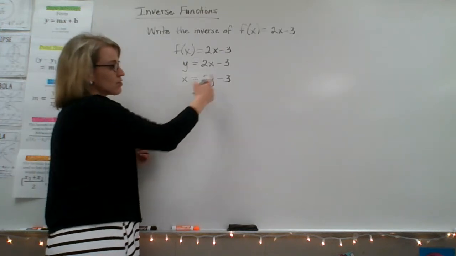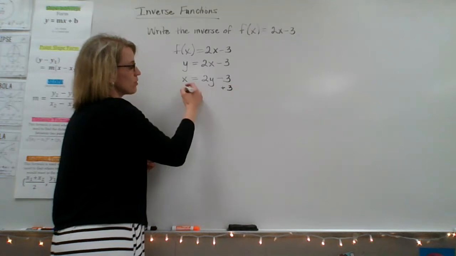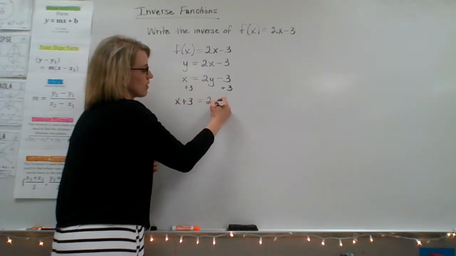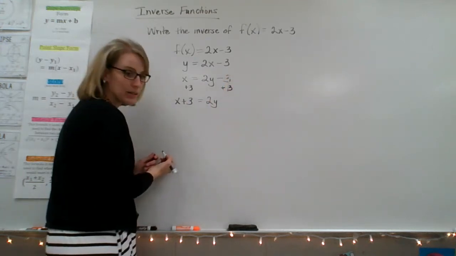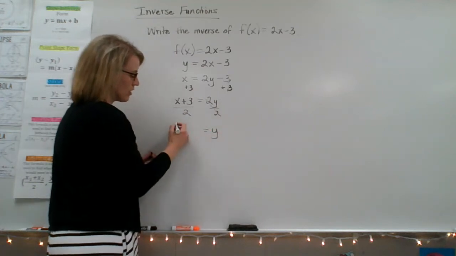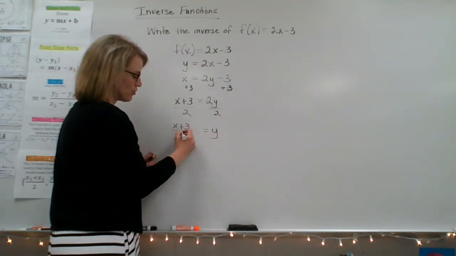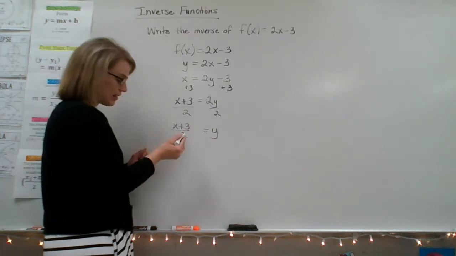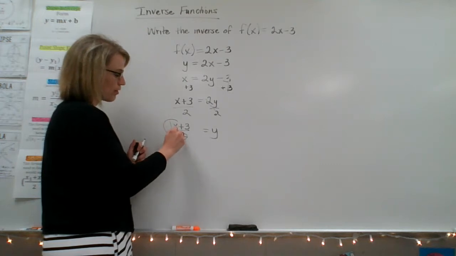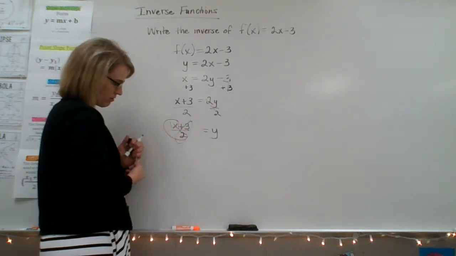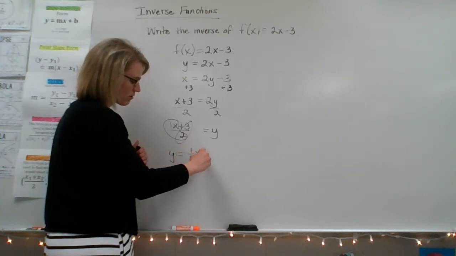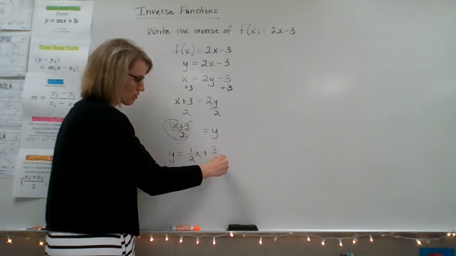So change f of x to y, switch x and y, then solve this equation for the y where it is now. We need to move 3 over to this side, so add it to both sides. Then divide by 2. So y is equal to x plus 3 over 2. There's another way you could write that, by sharing this denominator with both terms on the numerator. So we could also write this as y equals 1/2 x plus 3/2.